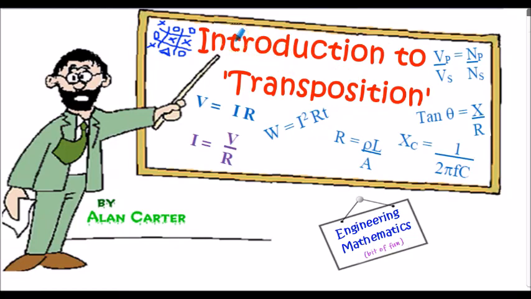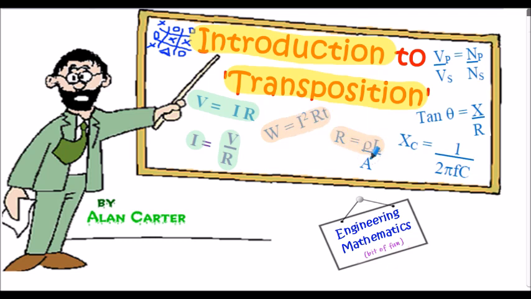Hello and welcome to this presentation related to an introduction to transposition. We're going to consider initially three variable transposition, for example Ohm's law, V is equal to IR, and show the various transpositions that can be performed. And then we'll consider slightly more complicated transpositions as shown by these formulae here. And for reference, most of the formulae we're going to transpose relate to electrical engineering theory.